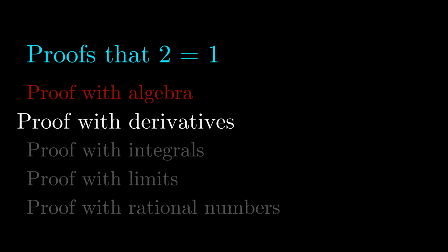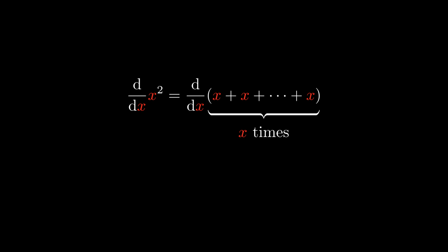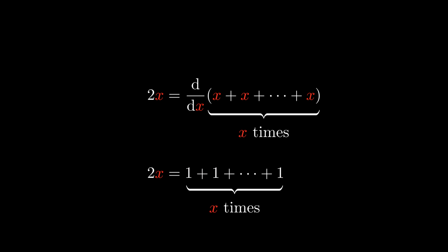Let's now try to find the problem with the proof with derivatives. Let's look at when we differentiated this equation. I think we can all agree that there's no issue with differentiating the left-hand side. That leaves the right-hand side. We differentiated by using the sum rule. We can use the sum rule, right? Let's think about this situation in general. Let's say we are adding x to itself any number of times.